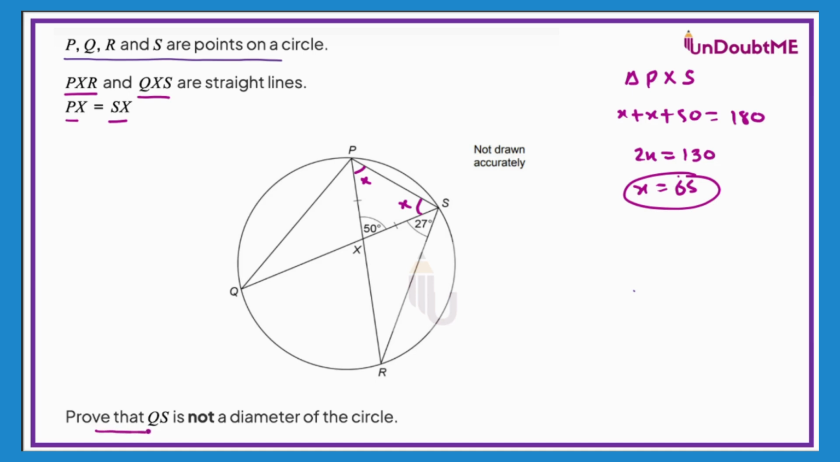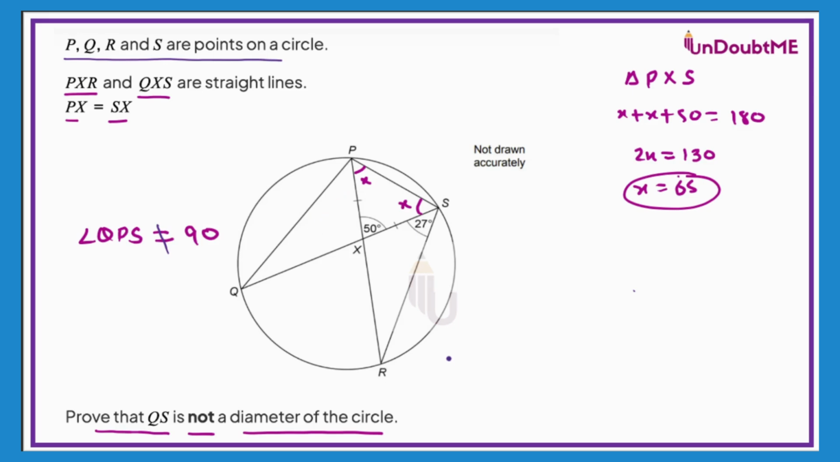We need to prove that QS is not a diameter of the circle. Now just try to recall a circle theorem in which if QS is a diameter, then this whole angle QPS will become 90 degrees. But if it is not a diameter, then indirectly we have to prove that angle QPS is not a 90 degree angle. It can be more or less, we don't care, but it shouldn't be 90. It will be automatically proved that QS is not a diameter.